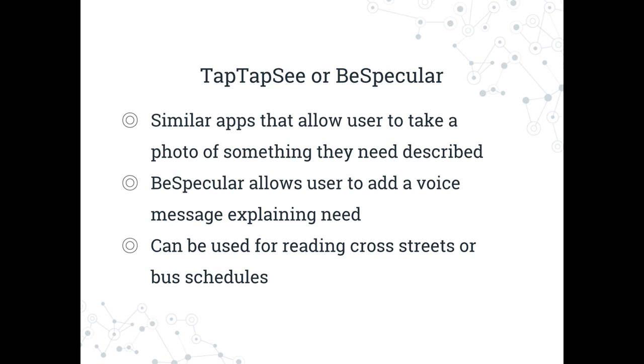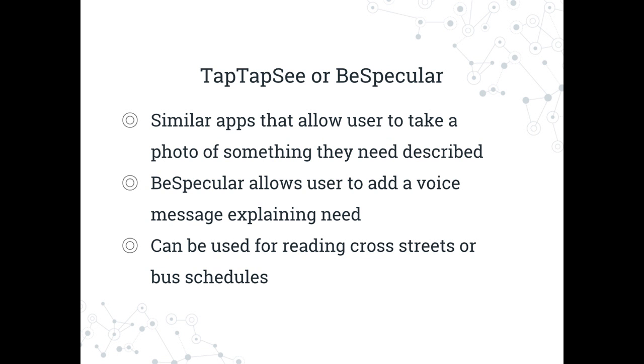You take a photo of something that you need described. Again, this can be very helpful if you're out and about and maybe need to have a sign read or something like that. The slight difference with Be Specular is that it's a newer app, and one feature they've added is that it allows a user to add a voice message explaining what they need.